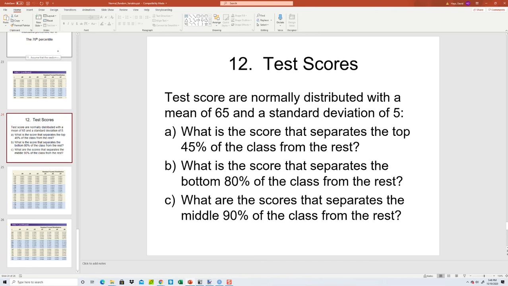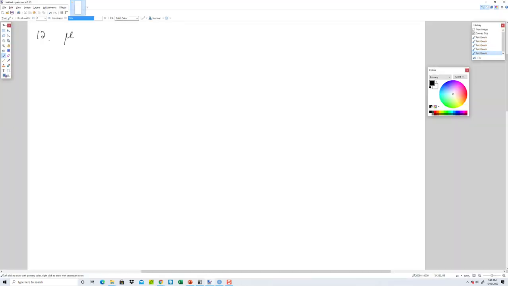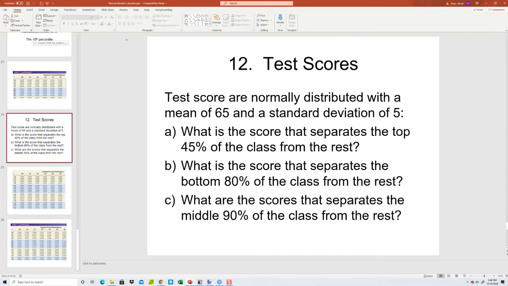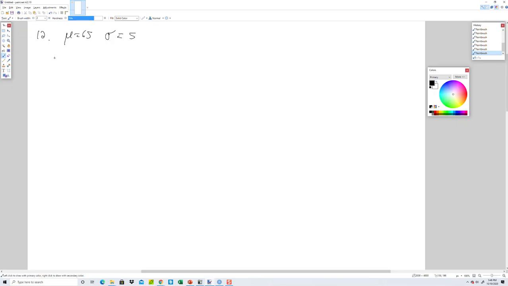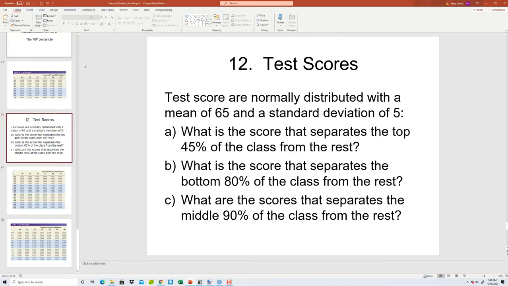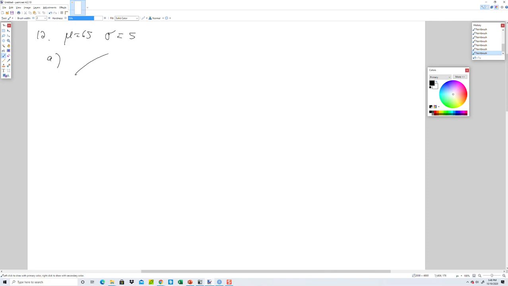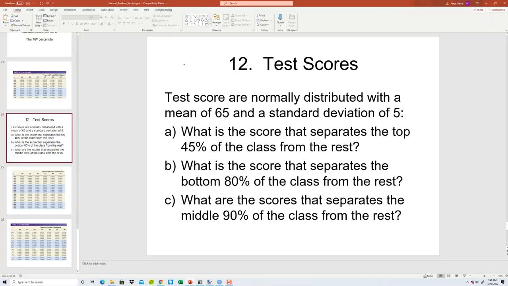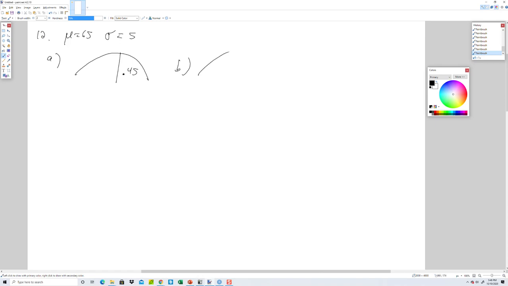Okay. Test scores normally distributed. The mean is 65. So mu is 65, and a standard deviation of 5. A. What is the score that separates the top 45% of the class from the rest? Top 45%. That means they're giving us the percent over here. Let me go ahead and write all these other ones down. B. What is the score that separates the bottom 80%? Bottom 80% means the 80% is over here.